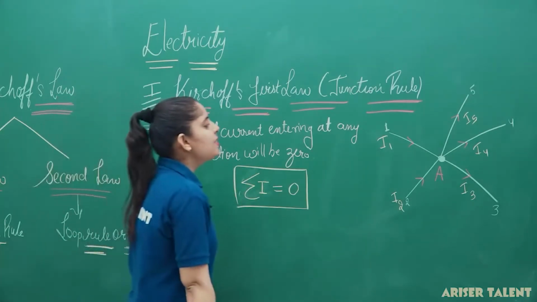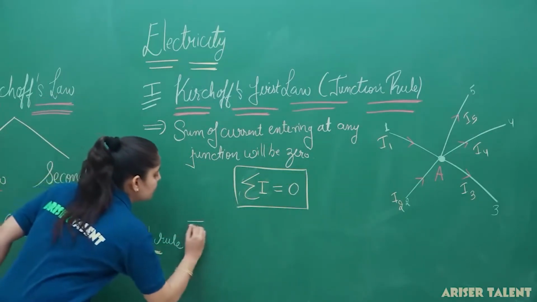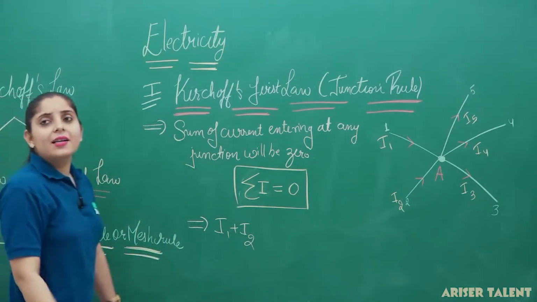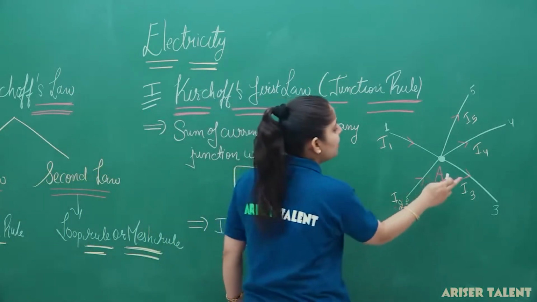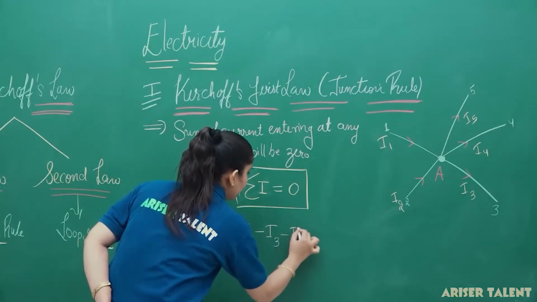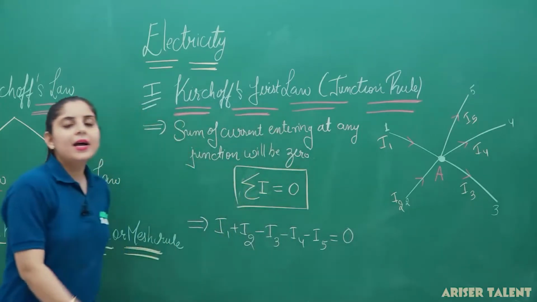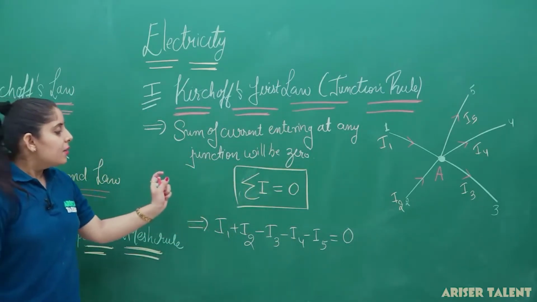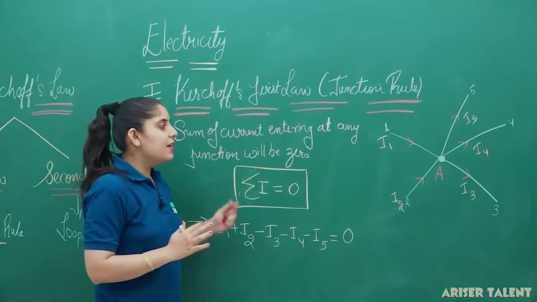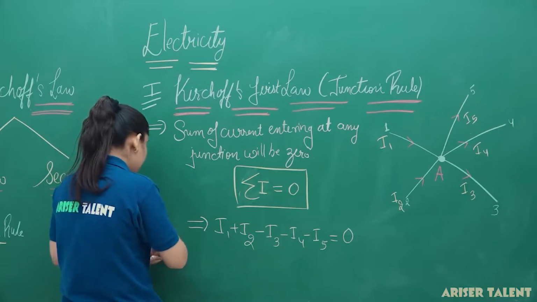Now, you can see that at the point A, two currents are entering. What are the two currents here? I1 plus I2. Which are the currents leaving the system? The currents leaving the system are 3, 4 and 5. So I can write here minus I3, minus I4, minus I5 equal to 0. Why am I substituting the negative sign in front of I3, I4 and I5? Because these currents are just leaving the system here. So this is the basic formula we get from Kirchhoff's first law.